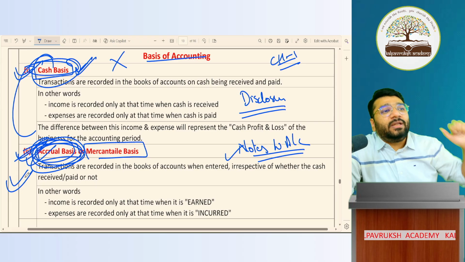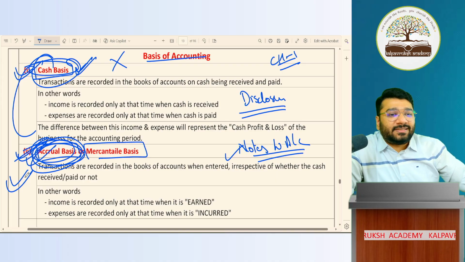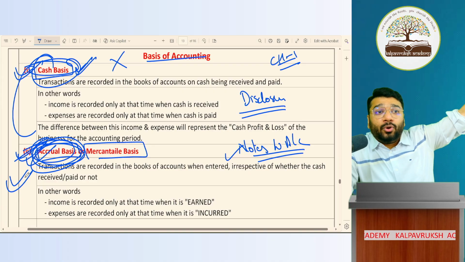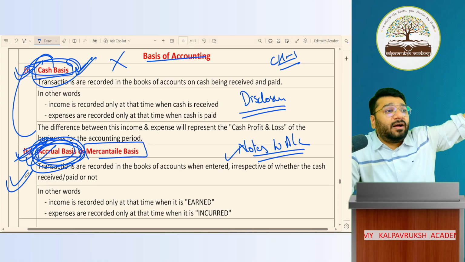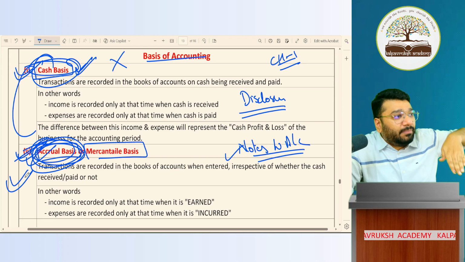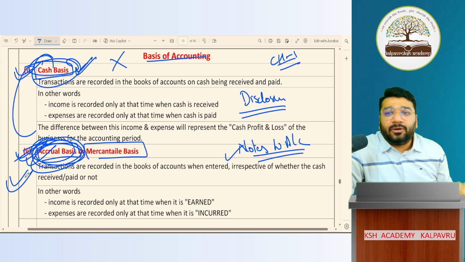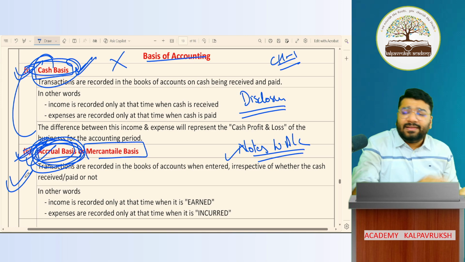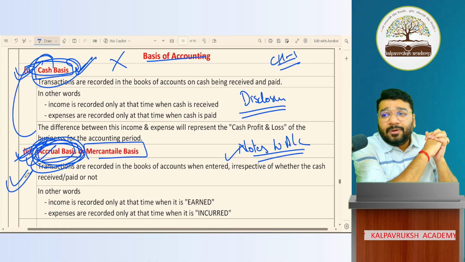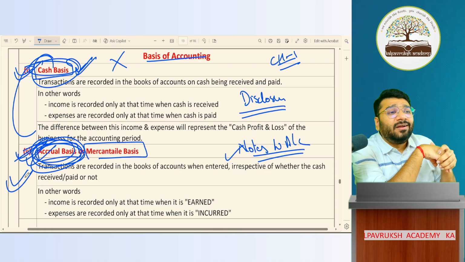That flexibility is only there for non-corporates, such as sole proprietorship concerns and partnership concerns. But if you're going for a bank loan or investment, nobody will accept a financial statement based on cash basis. So we will definitely prepare on accrual basis. In the entire 11th and 12th standard, the financial statements and final accounts that you've prepared, on what basis are they? Fully accrual basis.